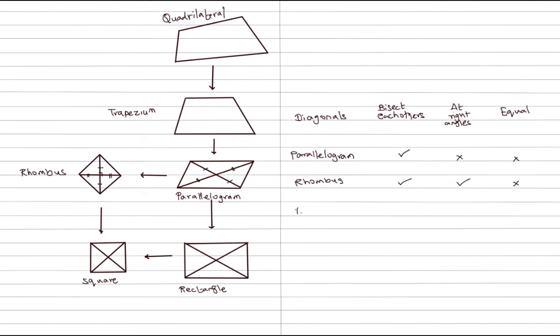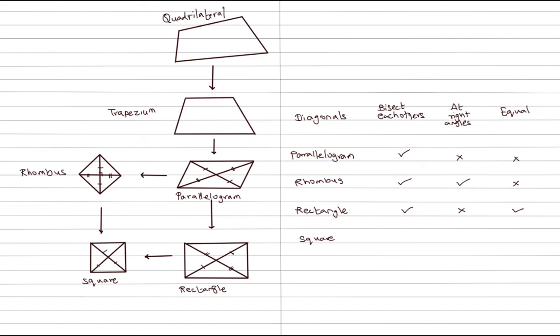Now let us compare rectangle. Rectangle is a special type of parallelogram. Hence the diagonals bisect each other. Will the diagonals bisect each other at right angles? No. But the length of the diagonals will be equal in a rectangle. We can see from the diagram that the angle between the diagonals is not 90 degrees, but the length of the diagonals is equal.